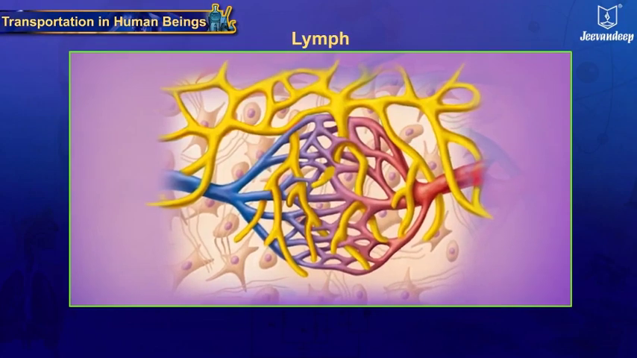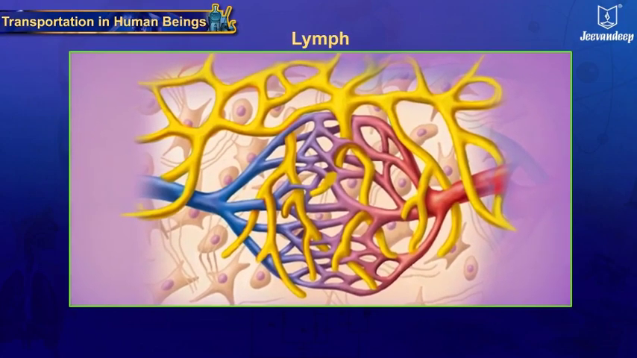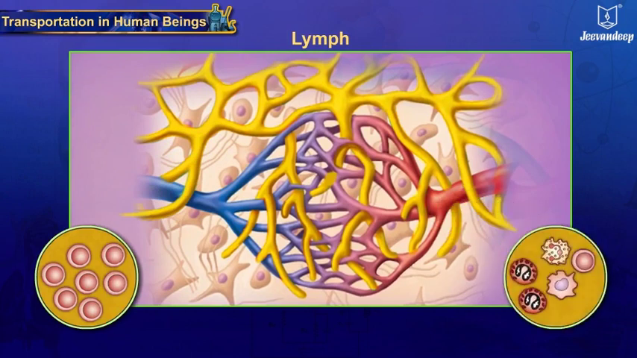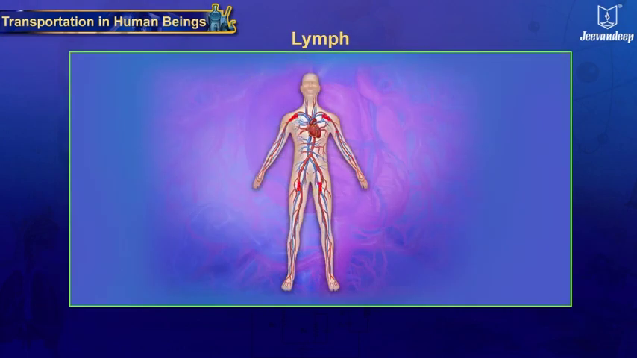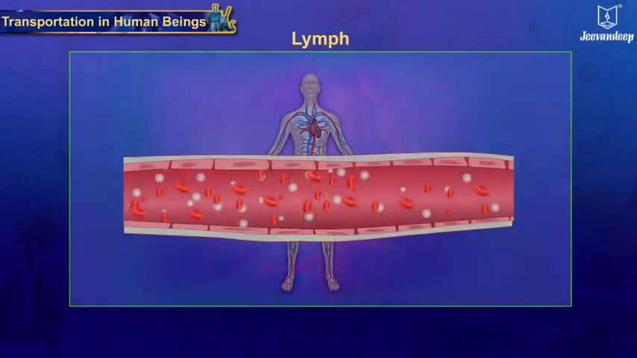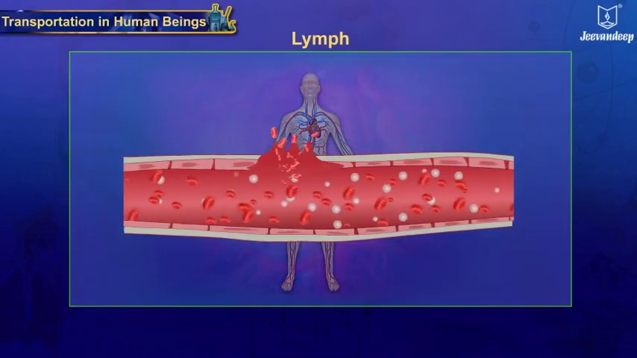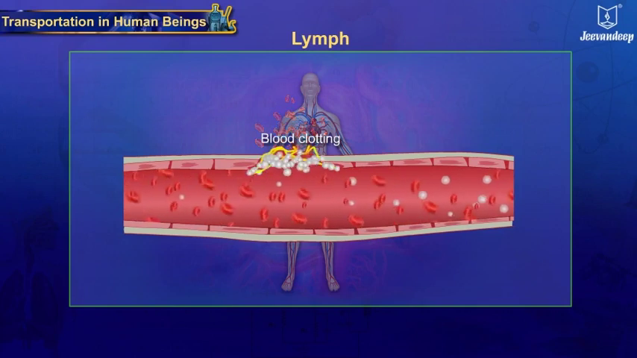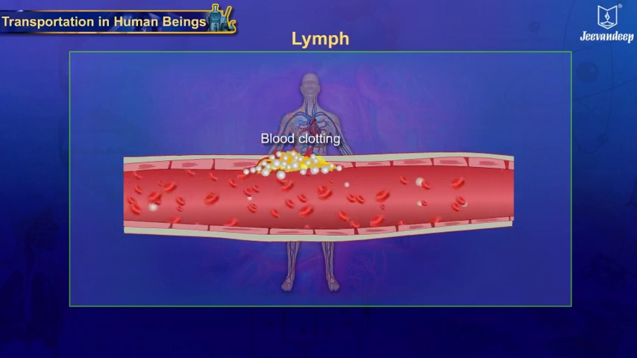Lymph. Lymph is a light yellow tissue fluid similar to plasma, except that it has lesser amount of proteins in it. Lymph flow is unidirectional, that is, from tissues to the heart. Blood platelets repair the damaged vessels by clotting the blood at the point of injury.